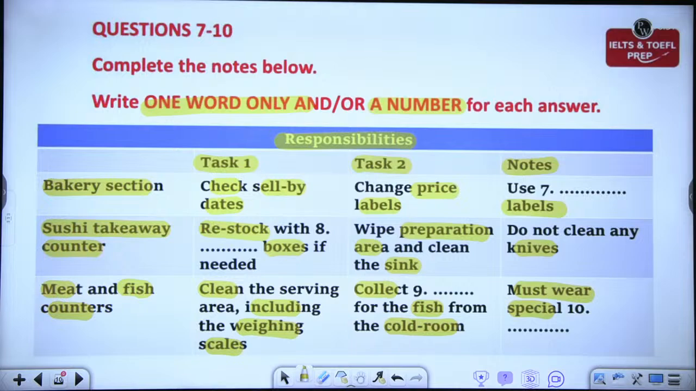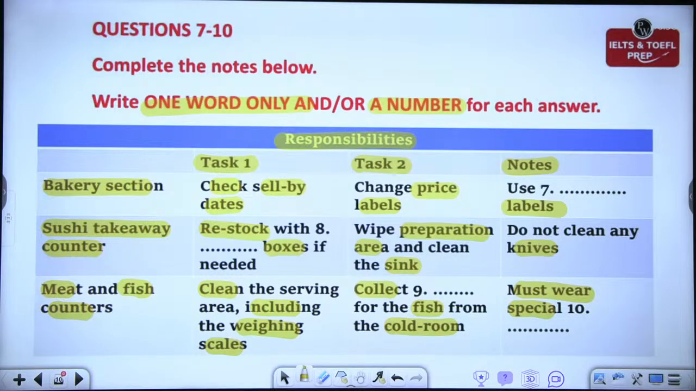What should I do if there are any? Ask someone to put them in the dishwasher. Okay, thanks. I don't want to get anything wrong. Don't worry, you'll be fine. And I'll be around to help. Right. Finally, the meat and fish counters. You need to clean the area where staff serve customers, including wiping the weighing scales.